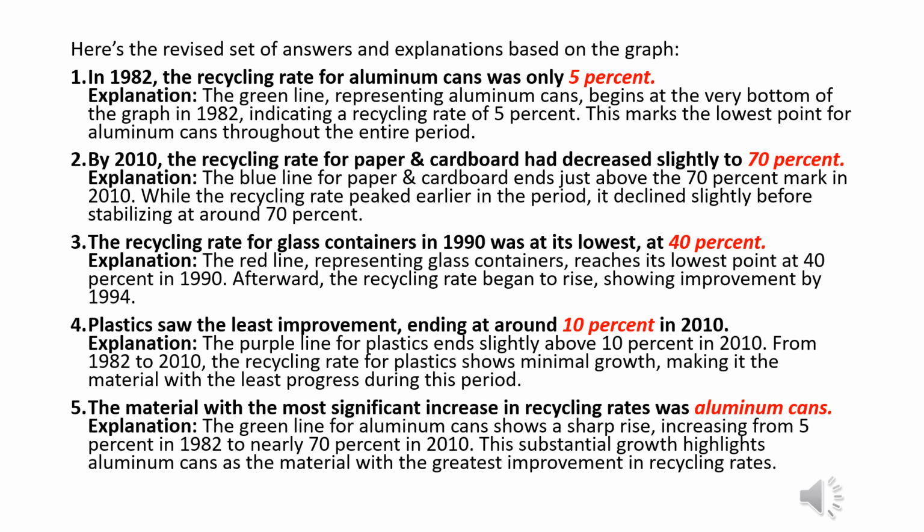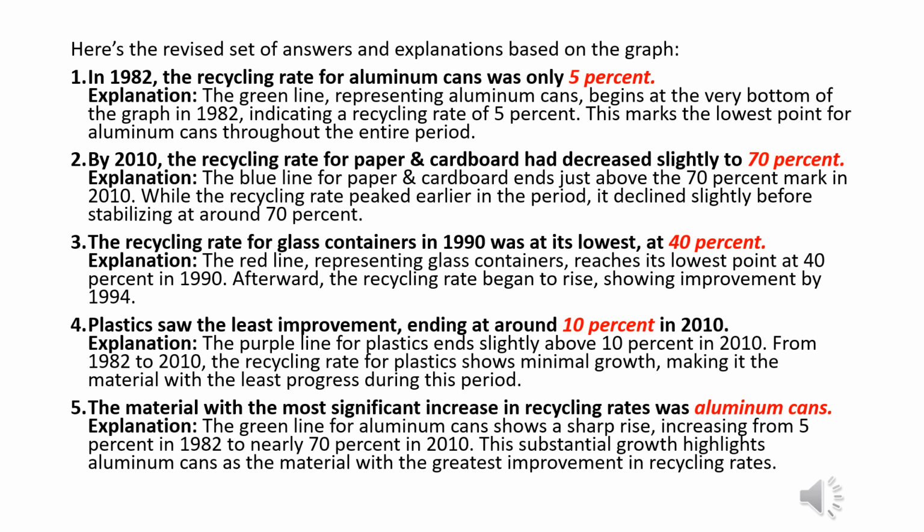3. The recycling rate for glass containers in 1990 was at its lowest, at 40%. Explanation: the red line, representing glass containers, reaches its lowest point at 40% in 1990. Afterward, the recycling rate began to rise, showing improvement by 1994.